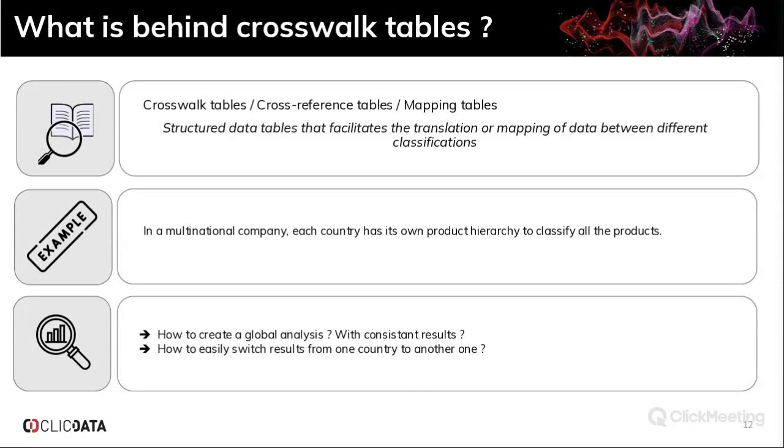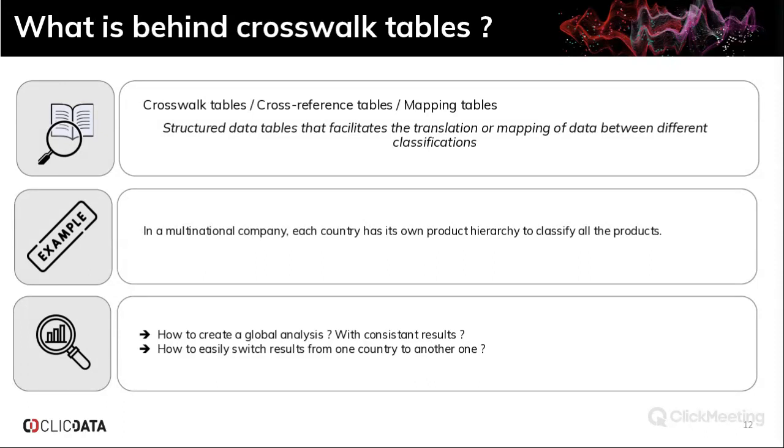In terms of example this time, let's take a multinational company where each country has its own product hierarchy to classify all their products. So basically, it's the same product in the different countries, but the ID is not the same. In terms of use case, what will be the challenge here? As it's a different ID for the same product, how do we create a global analysis?